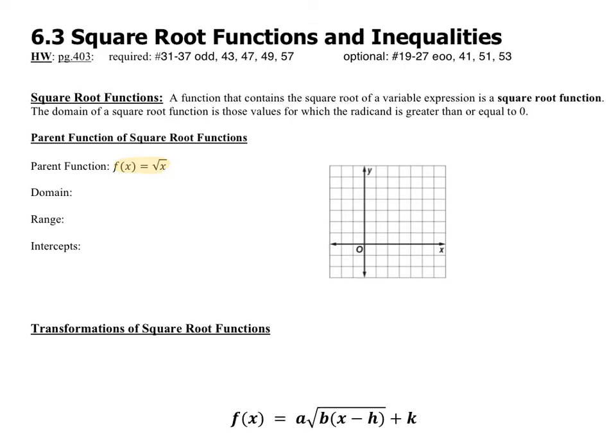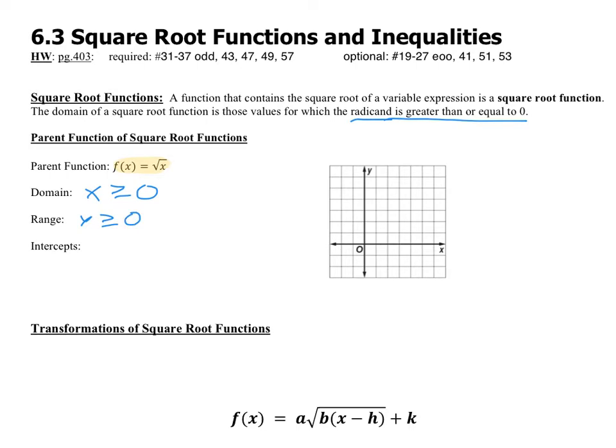The domain of a square root function is, well, the only rule is that the radicand has to be positive or 0. So the radicand has to be greater than or equal to 0. The radicand is not allowed to be negative. So the domain is x is greater than or equal to 0. The range is y is greater than or equal to 0.